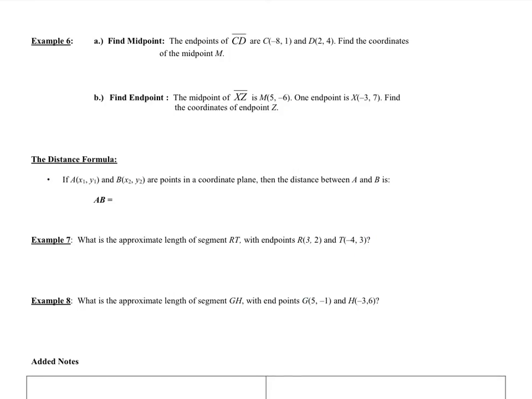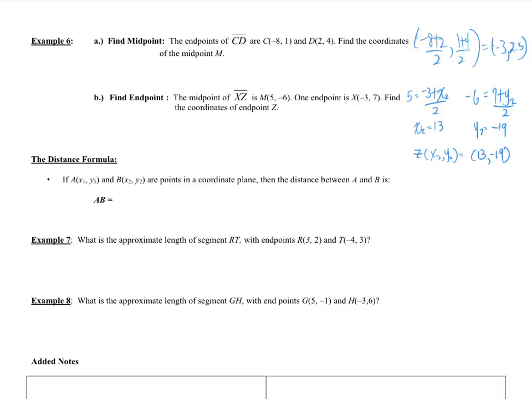Example 6 is very similar to example 5. I would like you to take a couple minutes to solve it on your own, and then continue to play the video for the answers. Now check your answers.